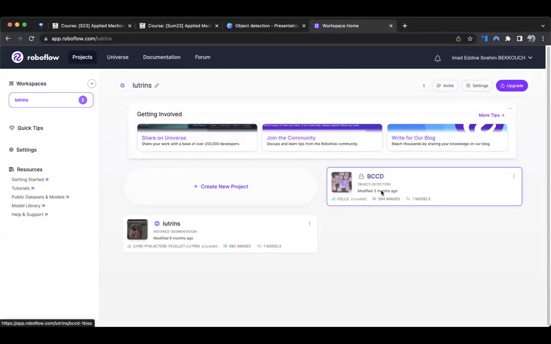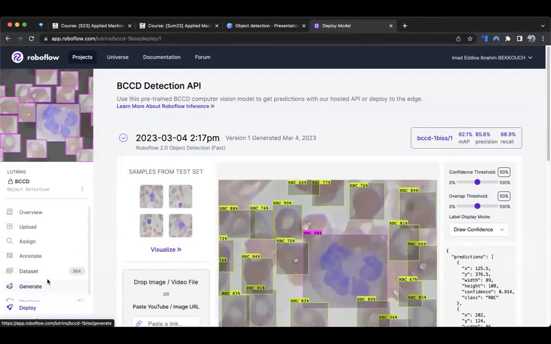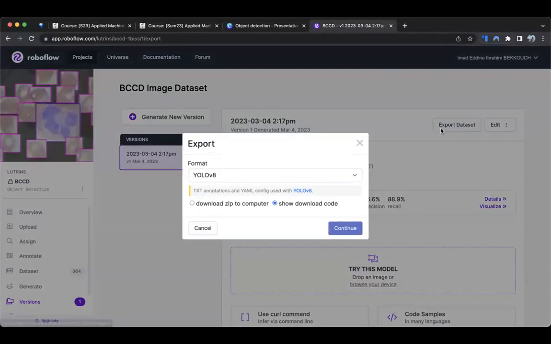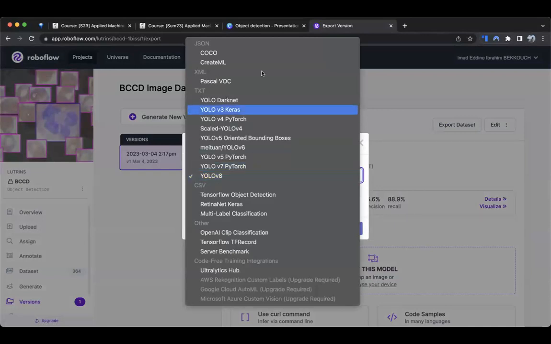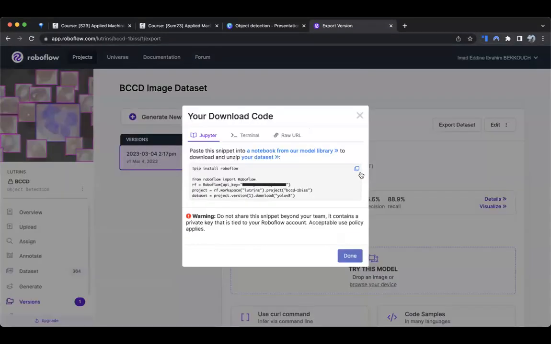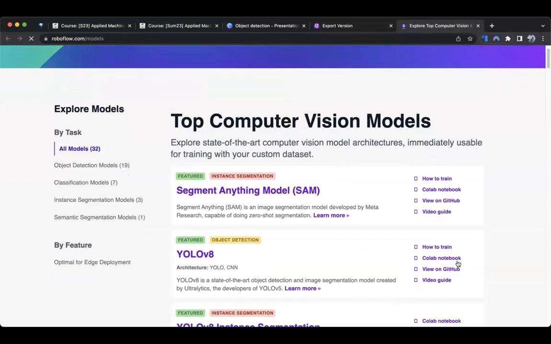Let me go to, for example, this data set. I did not annotate this data set, of course. Here, if you go to versions, export data, it can already tell you which version you want. For example, YOLO v8, show the download code, all good. Here you can download that specific data set in the format that is perfect for YOLO v8, and you can just run it immediately. If you want the code for YOLO v8, very simply, you come here, Colab notebook, done. You already have the code.